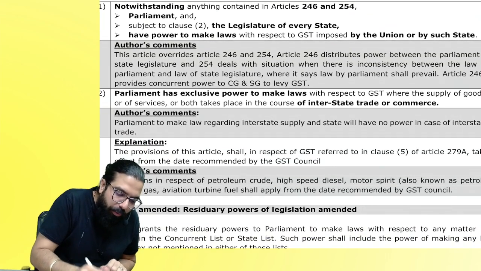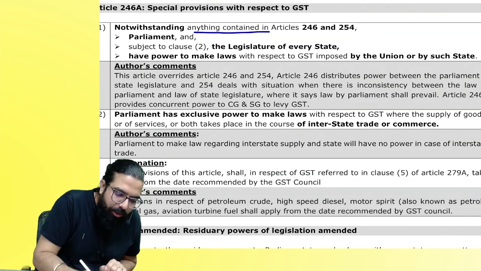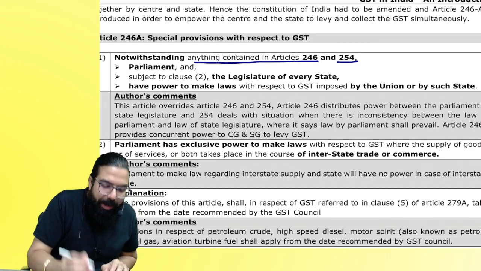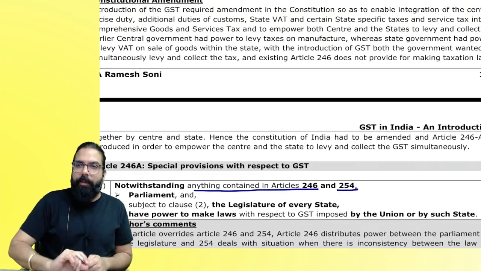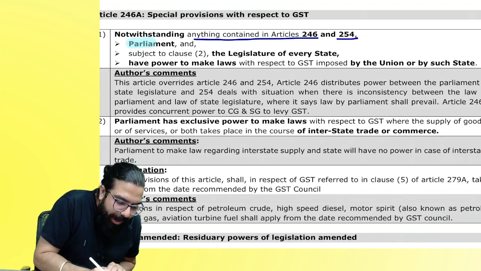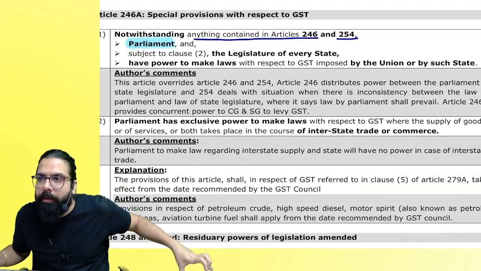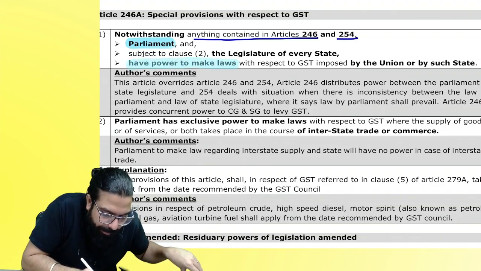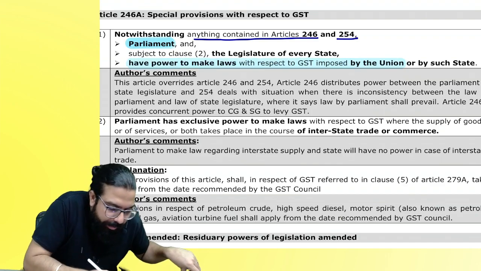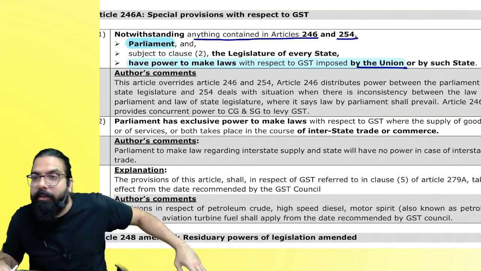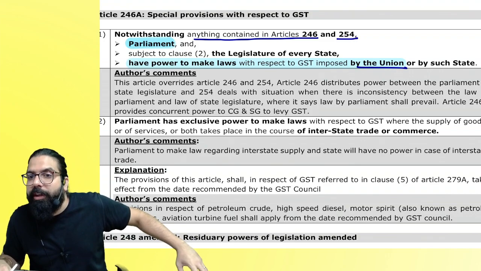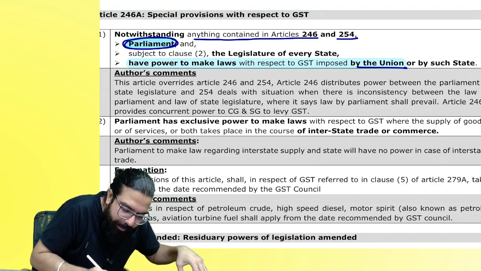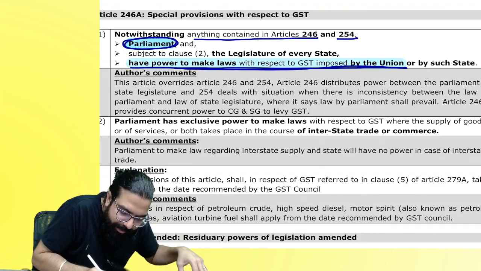Now, in article number 246A, they said put everything said in article number 246 in the dustbin. Parliament is supreme, put that in the dustbin. Now they are saying, who is Parliament? Lok Sabha and the Rajya Sabha. They will have the power to make law with respect to GST to be imposed by the Union. Union means central government. So CGST law will be made by whom? Parliament will make the law relating to CGST.